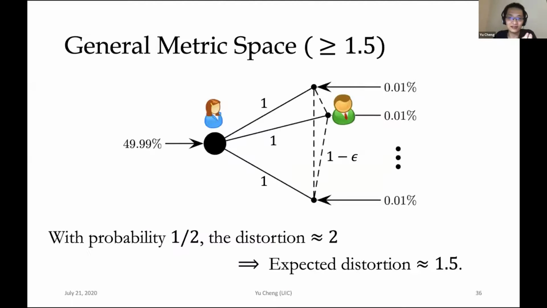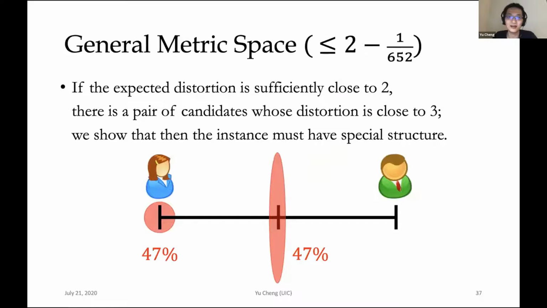I think this example is tight. I think the answer is 1.5, but we couldn't prove it. Could prove it is 1.5 in many special cases, but this is at the end of the day the best we can do. All right. So that summarizes what I want to say about 2 candidates. Any questions?